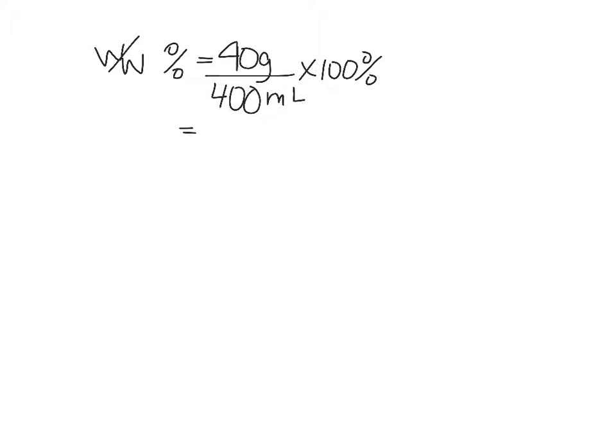So what's the percent? Oh, sorry, it's weight per weight. My mistake. 1 milliliter equals 1 gram, therefore 400 milliliters equals 400 grams. Sorry, thought I was doing the weight per volume. So what do you get? 10%.